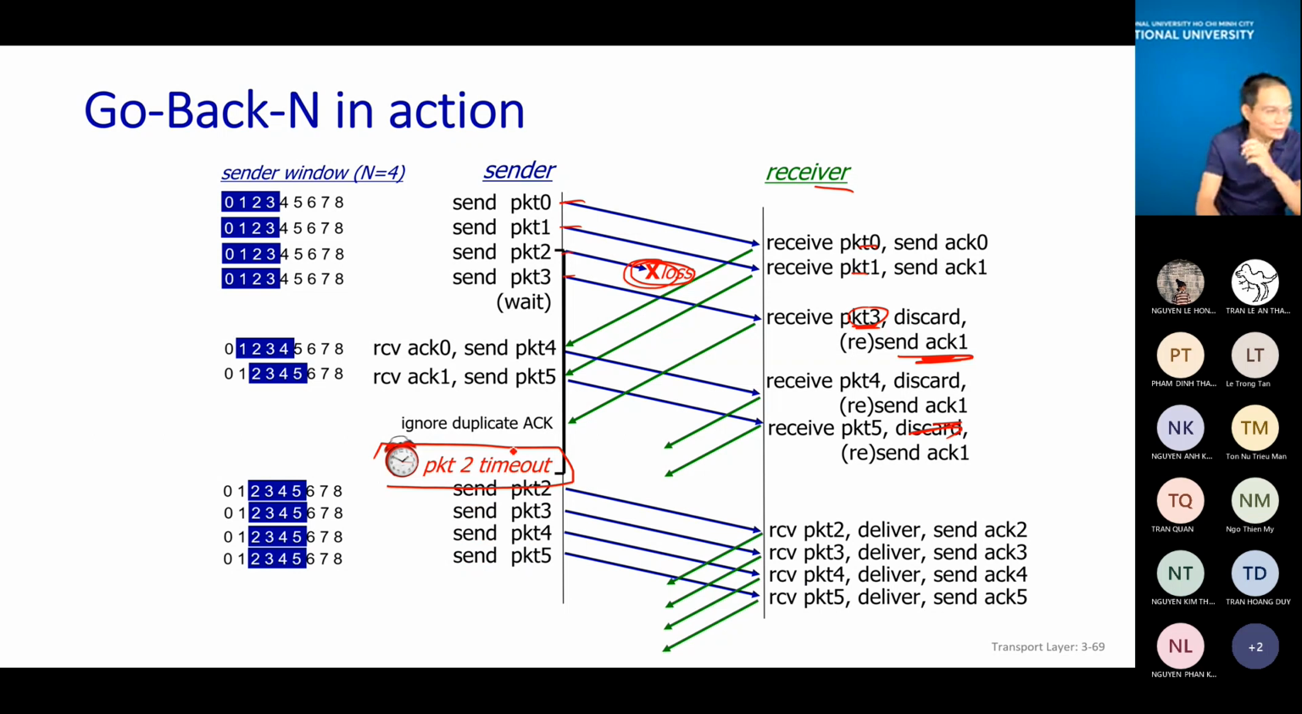When it is sent, even though packets 4 and 5 will be duplicates, it's Go-Back-N. We implement it like this to reduce the complexity of the machine. That is Go-Back-N.